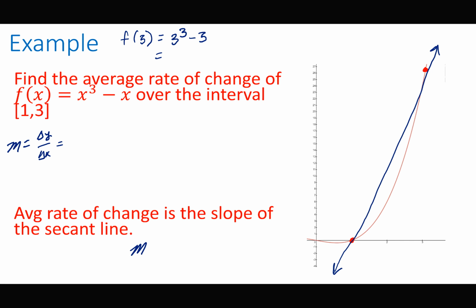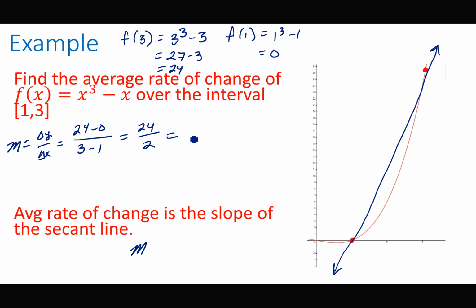What is 3 cubed? 27. Minus 3 to get 24. And then I also have to figure out f of 1. F of 1 is just going to be 1 cubed minus 1. And so that's going to be 0. So my change in y is 24 minus 0, all divided by my change in x, which is 3 minus 1. 24 divided by 2, so I'm going to get 12. And that means the slope of this line is 12.